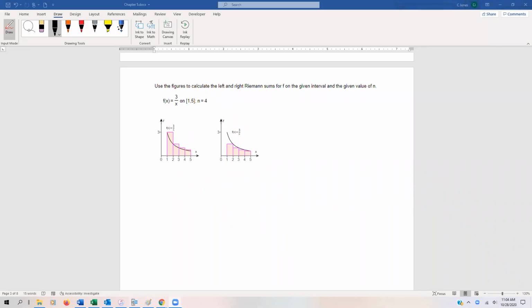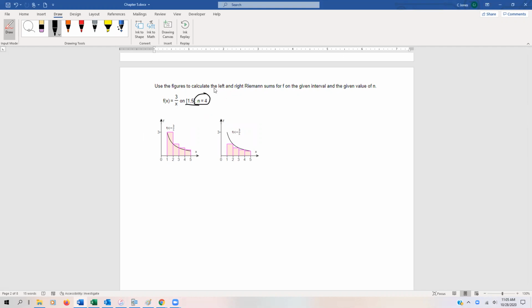We're going to take a look at an example where we use both the left endpoints and the right endpoints to be able to approximate the area underneath a function bound by the x-axis. So we have this pretty basic function, 3 over x, and we're looking at the interval from 1 to 5, and we're going to break it up into 4 rectangles.